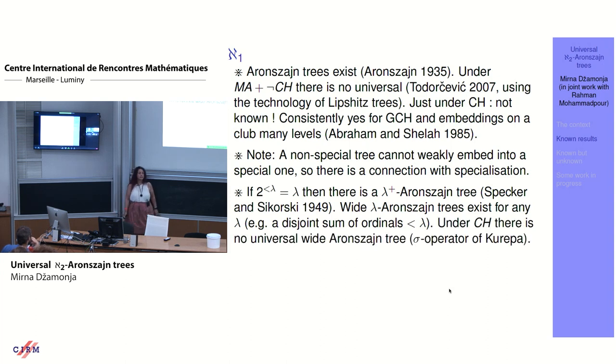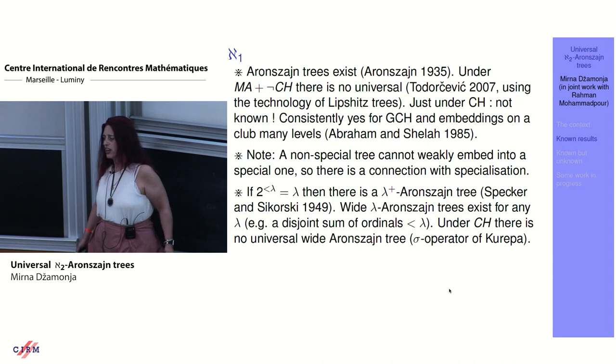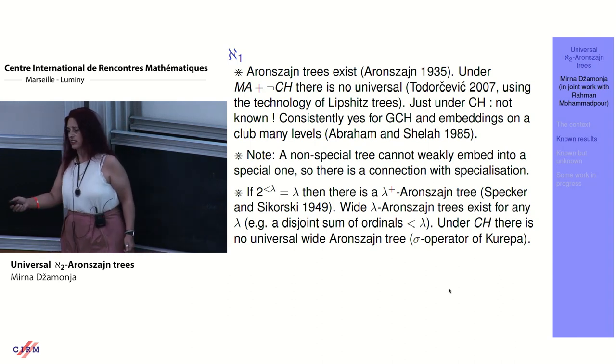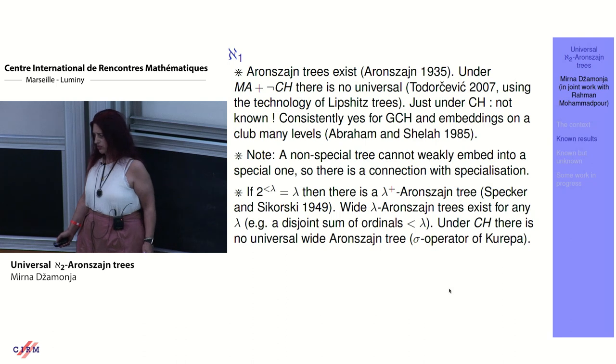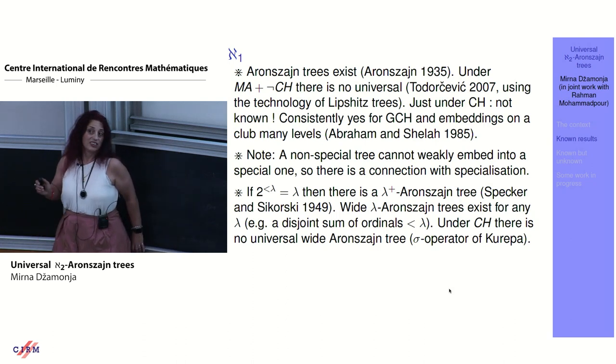And under CH, we can use this sigma operator, which was introduced by Kurepa. What does it do? You have a tree, and now you can associate with it another tree, which consists of increasing sequences of elements of your original tree. And you can see that this tree does not embed into the original tree. And so if they happen to be in the same class, you don't have a universal. So for wide Aronszajn trees, that class is closed under this operation. And so there is no universal wide Aronszajn tree when CH is assumed.